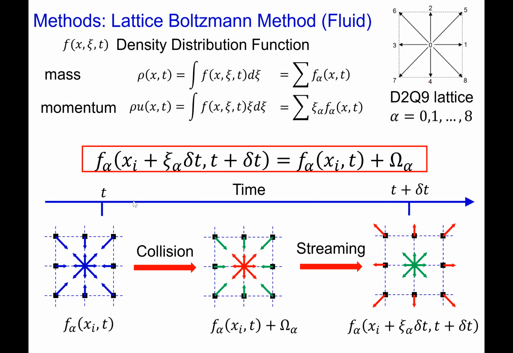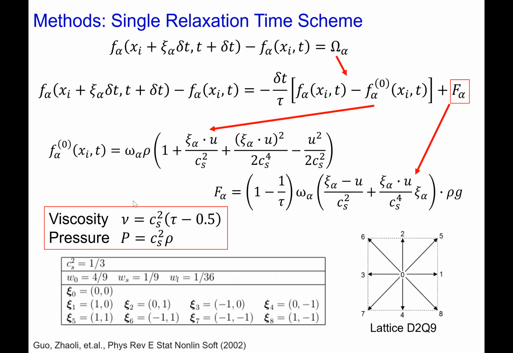To couple the fluid flow with the solid cells in the fluid, we introduce another parameter. It's called the force term F alpha over here. This F alpha depends on the external force, such as gravity or any force you apply to the fluid domain. And the collision operator omega alpha is replaced by a single relaxation time scheme. That is, we just introduce one more parameter, tau. Tau is a relaxation parameter.